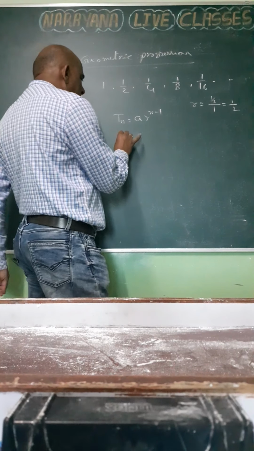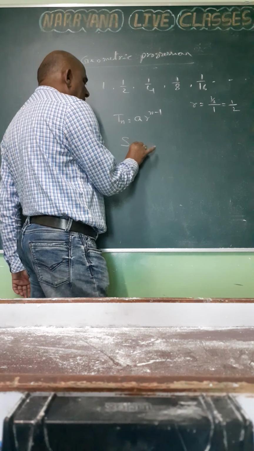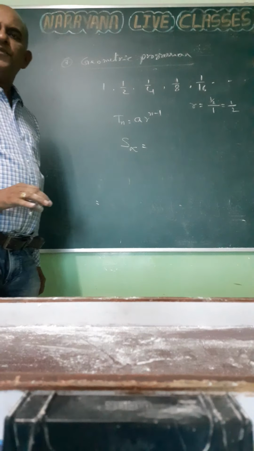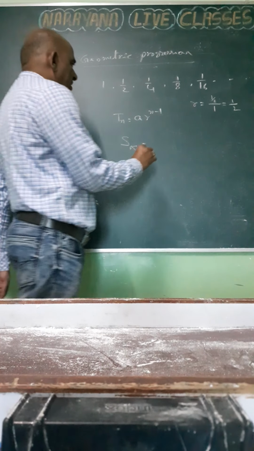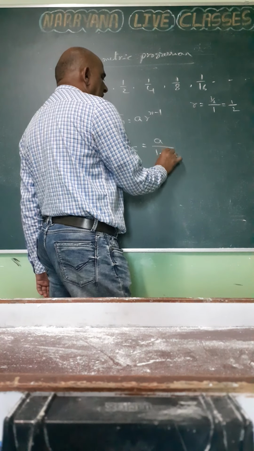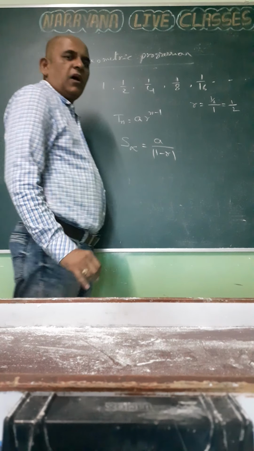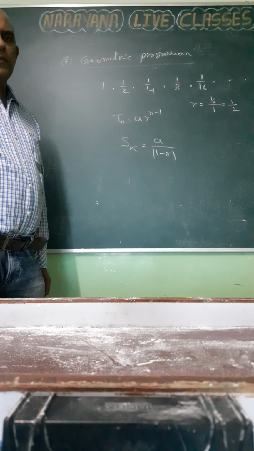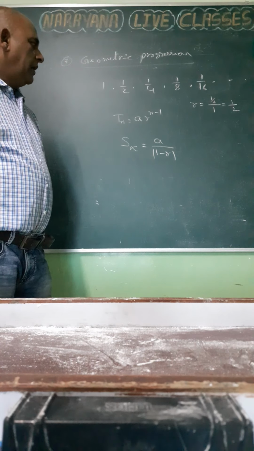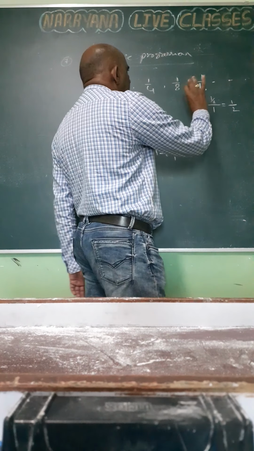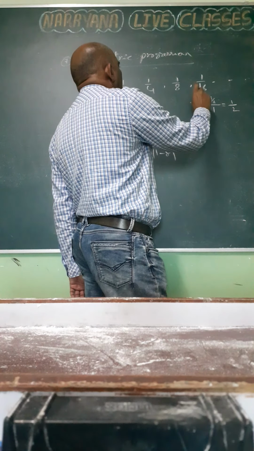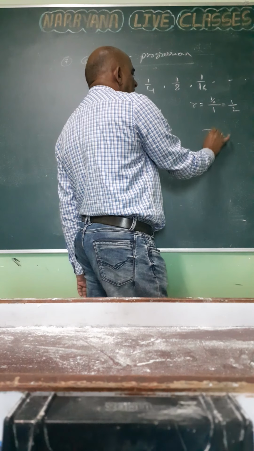And the sum of infinity terms. In the GP, for the sum of infinity terms, one formula is there, that is a by 1 minus r, with r in modulus. Sum of infinity terms, okay? And if we see 1, 2, 3, 4, 5, we need the sixth term, T6.